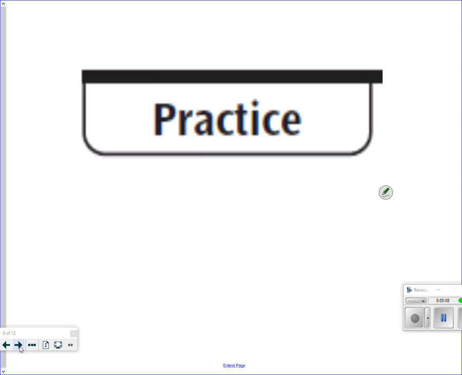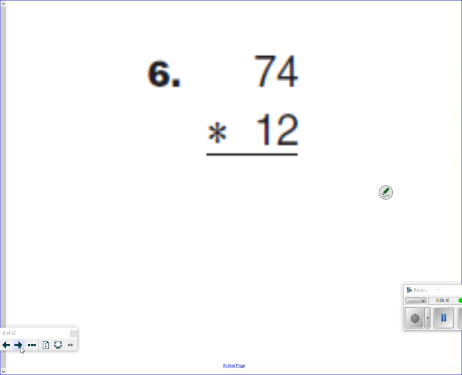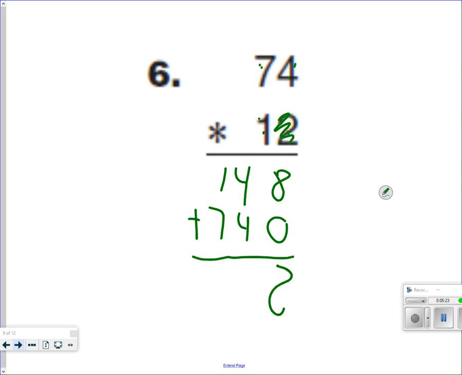Moving on. Practice. Looks like we got some multiplication. 2 times 4 is 8. 2 times 7 is 14. Place value holder, I'm crossing off this 2. 1 times 4 is 4. 1 times 7 is 7. I'm going to add these up. 8 plus 0 is 8. 4 plus 4 is 8. 1 plus 7 is 8. 888 is your answer. I'm going to skip these next two products.